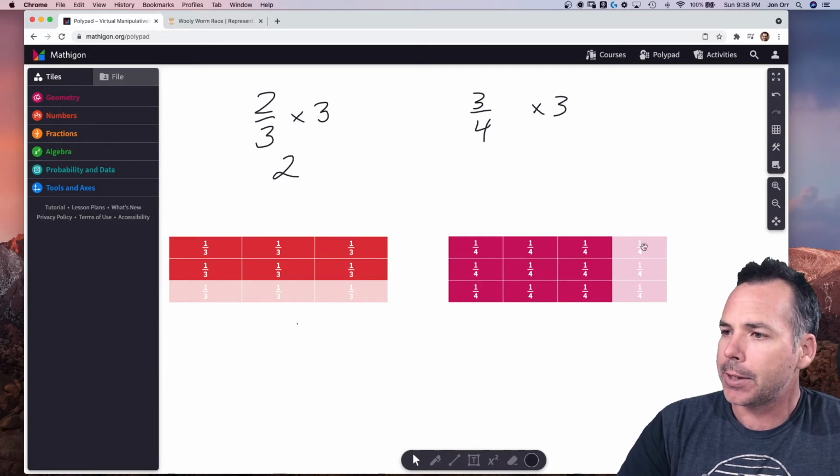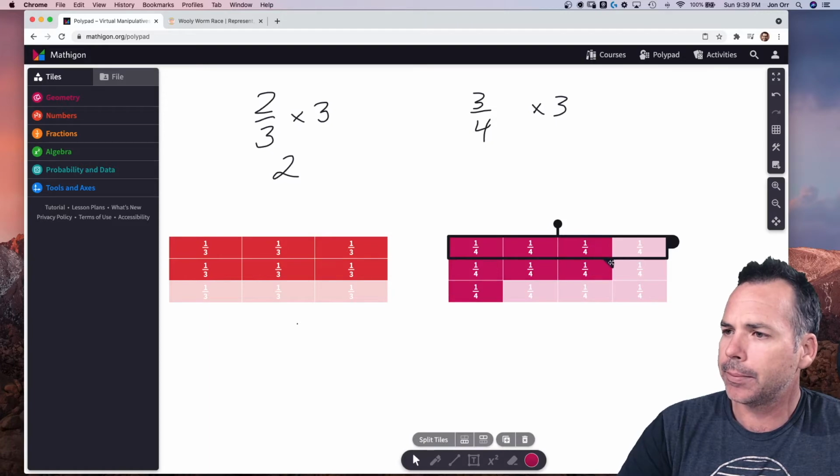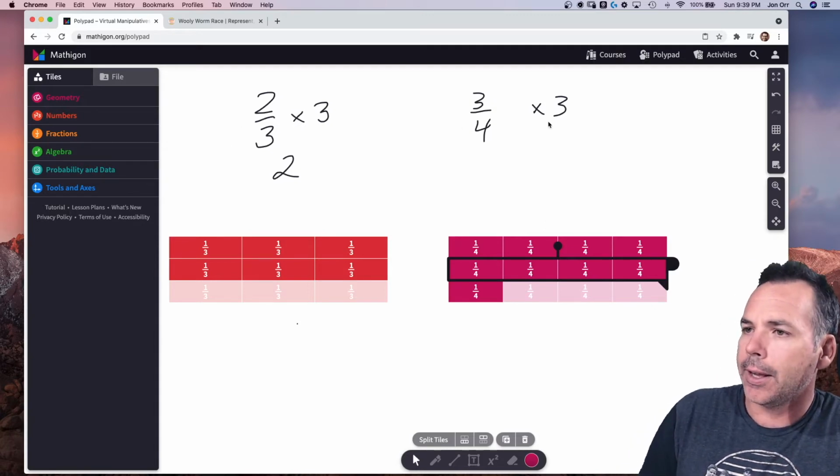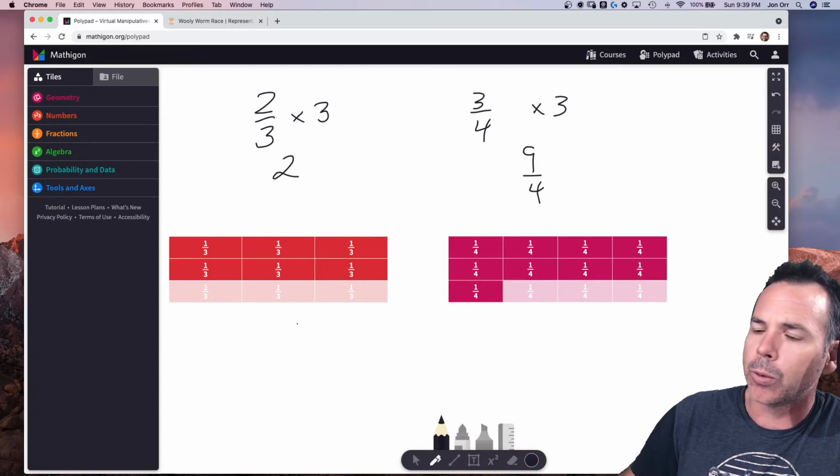I'm going to do the same thing. I'm going to use 2 of these, and I'm going to fill in 2 of these. 1, 2. So now I have 2 wholes and a quarter. And then you look at these fractions here, and you've got over here 9/4. Right, this ends up being 9/4, which is 2 1/4.